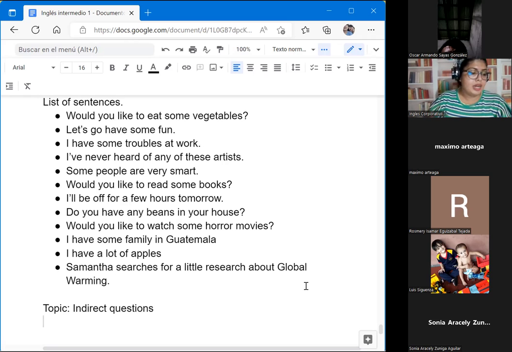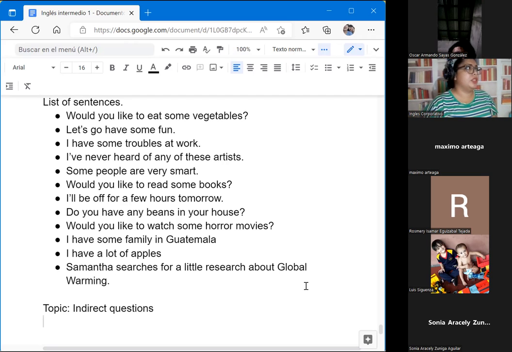To make indirect yes-no questions, we use if and the word order of a normal positive sentence. This is the same as for reported yes-no questions. On the other hand, we don't usually need to backshift or change the tense of the verb as we do with reported questions. En este caso, cuando hacemos nuestras yes-no questions, podemos agregarle if para la situación que nosotros queremos conocer.